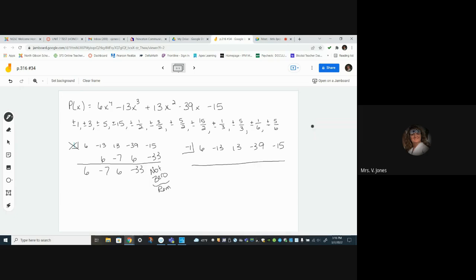Sometimes this takes a while. So you bring the 6 down, you multiply, you add, you multiply. We're getting big numbers here. You multiply, we're getting huge numbers now. That's not going to be 0 either. So that doesn't work. So then you go and you try the next one, and you keep going. So we know that this doesn't work. You keep going.